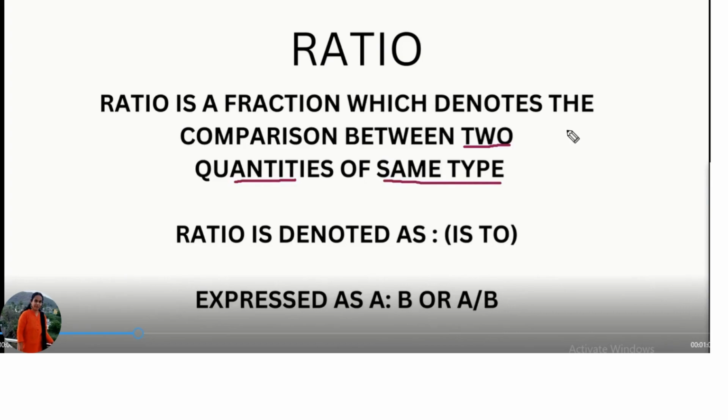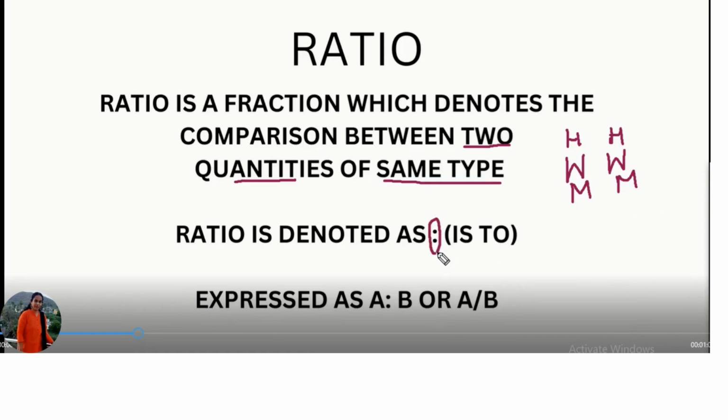That is, if it is in height, both should be in height. If it is in weight, it should be in kg. If it is not in kg, we have to convert one of them into kg. If it is in grams, we can convert kilograms to grams. In the same way, if one is in minutes and the other is in hours, we can convert it into minutes and compare the ratio.